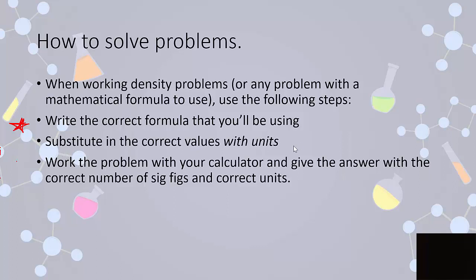Next, you're going to substitute the values, the correct values with the correct units with it. So if like the mass was 22 grams, you don't want to leave behind the grams. You want to keep that. And then finally, work the problem with your calculator and give the answer with the correct number of sig figs and the right units. Okay, so we're going to work through 3 problems together. So here we go. Focus in, lock in.